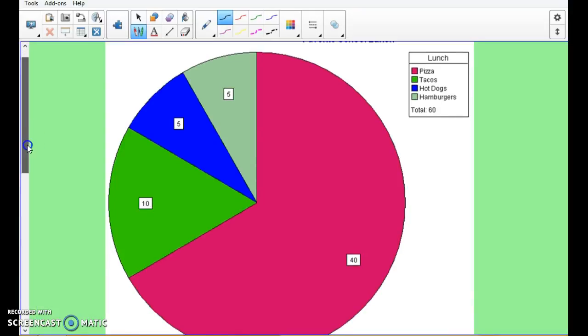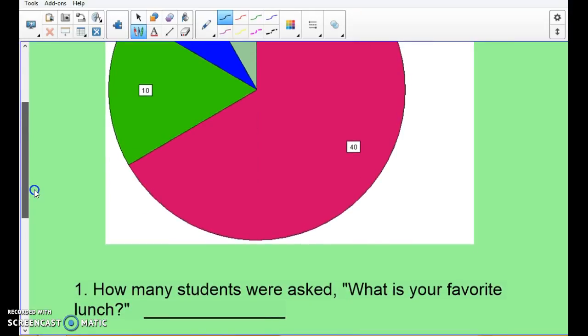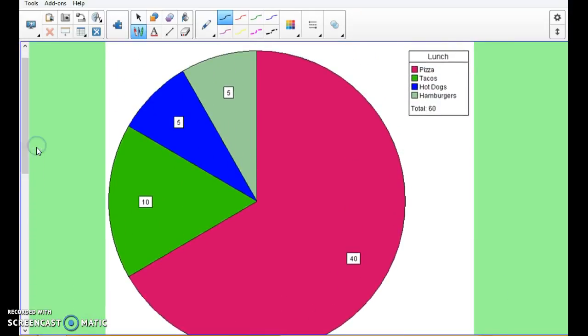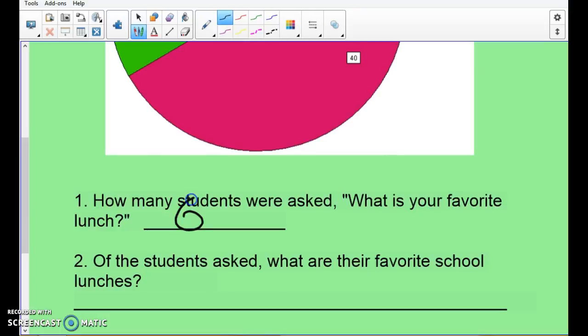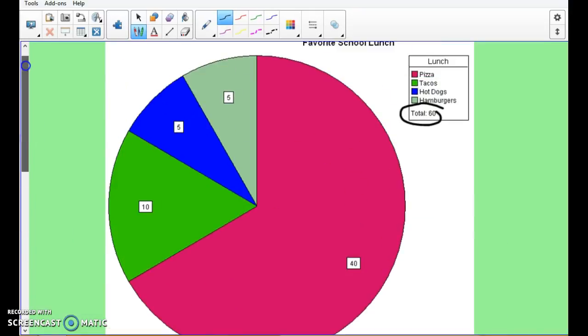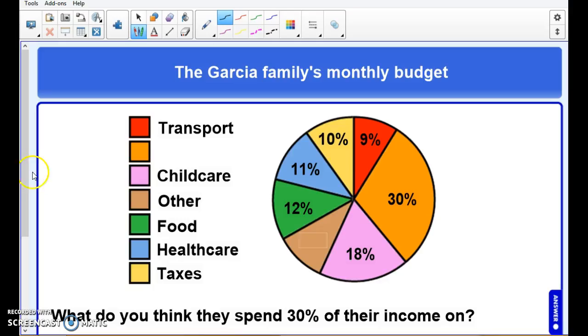Sometimes they might ask us something in a pie graph, so something like this. How many students were asked what you want for lunch? Well, it tells us right here that there's 60, or we can add 40 plus 10 plus 10, or 40 plus 10 plus 5 is also 60. Of the students asked, what are their favorite school lunches? So then you can probably say that the red one is probably the favorite, which happened to be pizza. So just deciphering how to read a graph.